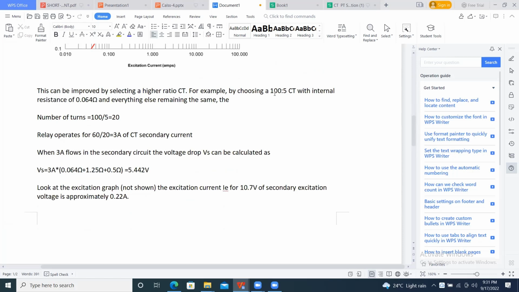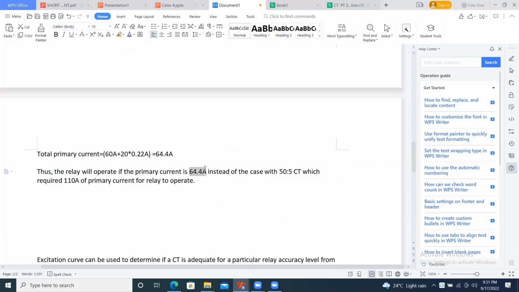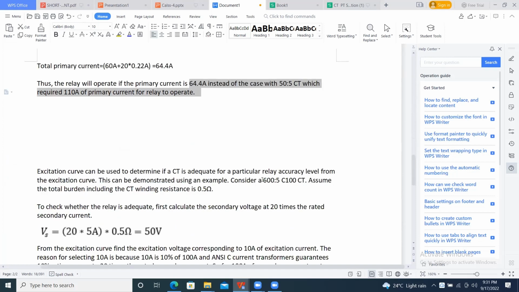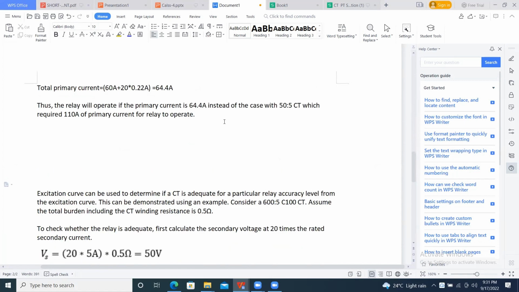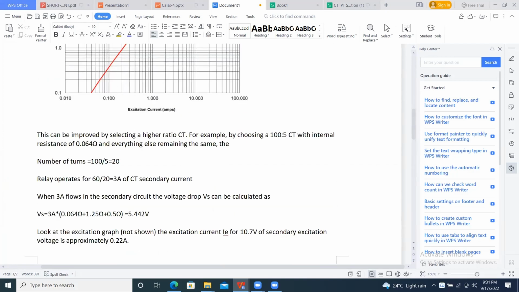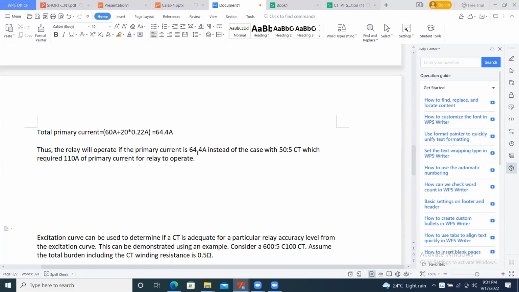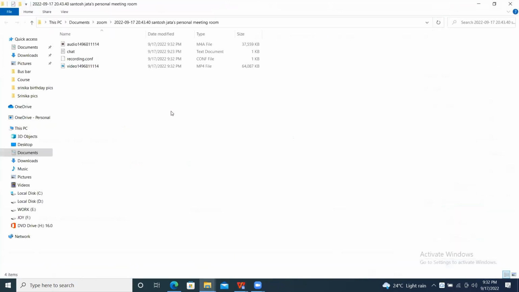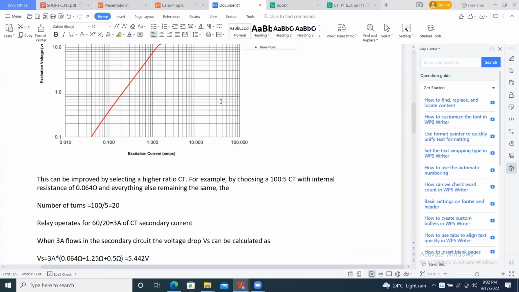You have to go for the next size CT of 100 by 5, which will operate at 64.4 amps instead of this. And if you go for a 100 is to 5 amp CT, then it will operate at 64.4 amps. If you are going beyond this, like 200 is to 5 amps, it will operate at 60 amps or maybe less than that. So this is how you are checking the performance of the CT, meaning where the CT is operating.